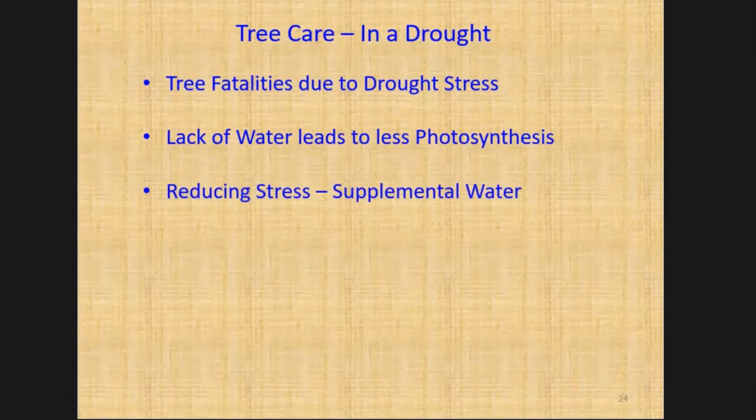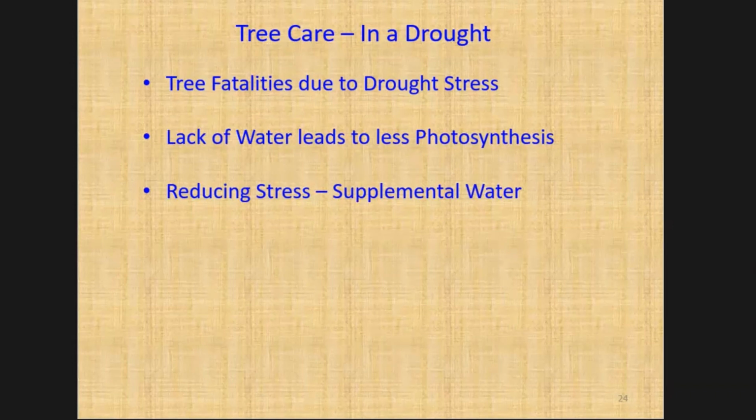So what we want to do is reduce that stress by supplementing it with water during a drought situation. Right now, a young tree that was planted, let's say, this past spring, because I know you wouldn't plant a tree in the summertime during a drought, you have to basically water that tree probably a couple of times a week. A mature tree, maybe once a week or every 2 weeks during this drought.